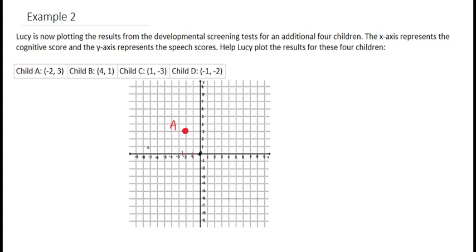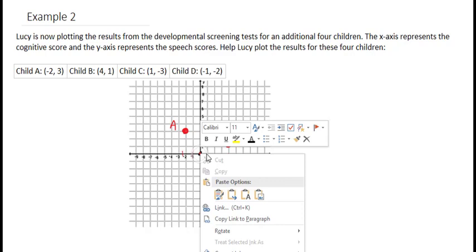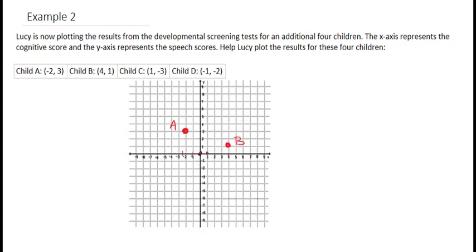Now we look at child B. We have 4, 1. So we come back to the origin and we go over 4. 1, 2, 3, 4. And then we have to move 1 space in the positive direction for y. So we just go up 1. And this gives us the coordinate for B. Now, child C, we have 1, negative 3. So we start at the origin, go over to the right 1 spot, and we go down 3. So we're going to go down on the y-axis. So 1, 2, 3. This will give us C.